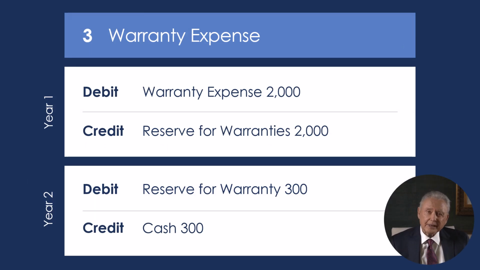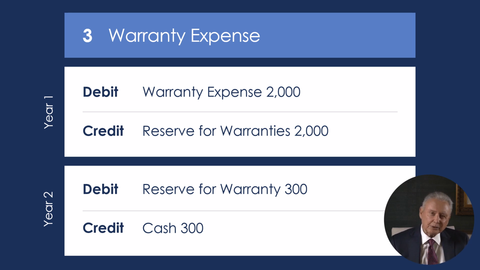A warranty expense is a cost incurred to guarantee the performance characteristics of a product or service. Consider the case of one Korean automaker, Hyundai Motors. It sells its vehicles with a 10-year, 100,000-mile powertrain warranty.